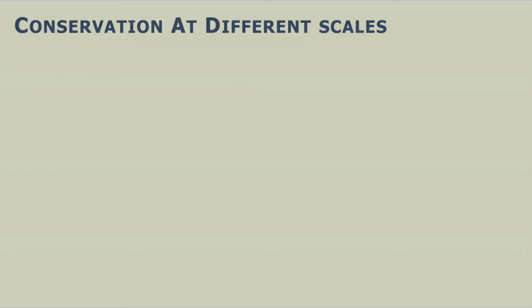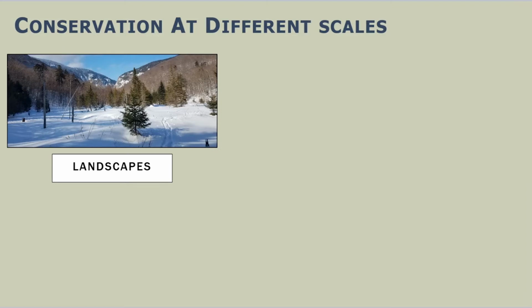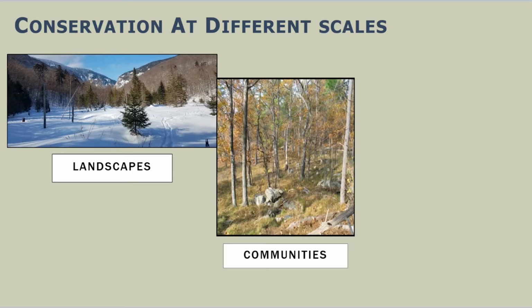This is conservation at different scales. We start by looking at the landscapes. This is our coarsest filter of conservation. That'll capture a lot of what's out there. Then we start to zoom into the community level, and we'll catch the things that might not get captured in the landscape vision scale, but are occurring more at the local level.